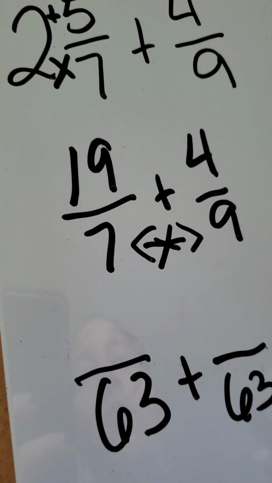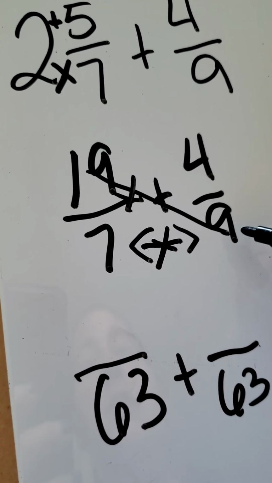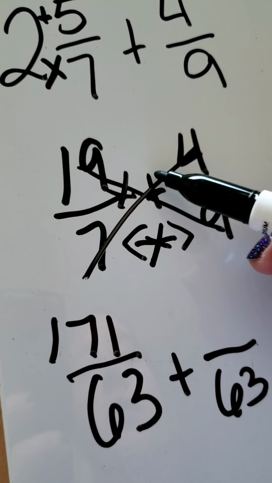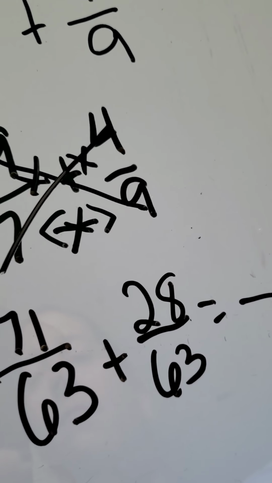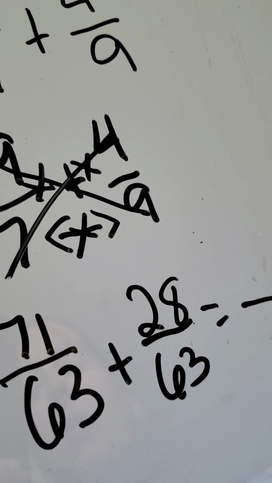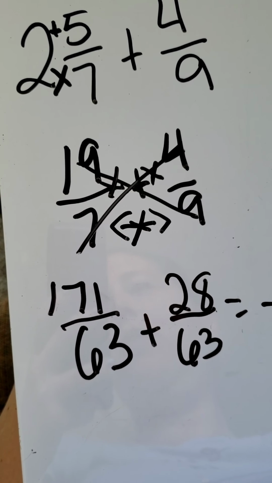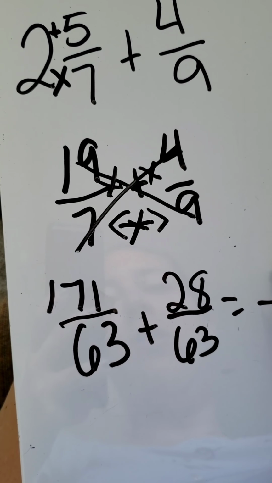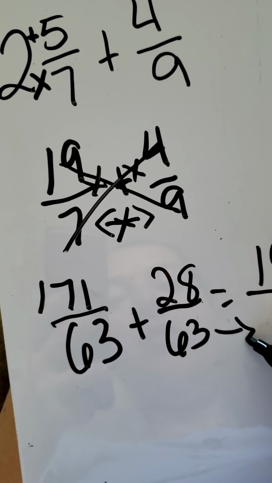Okay, now whatever we did at the bottom, we must then do the top, so I'm going to cross multiply my tops. 19 times 9 is 171. 4 times 7 is 28. And then the next step is to continue. So we have 171 plus 28 will give me 199. Bring the 63 over.